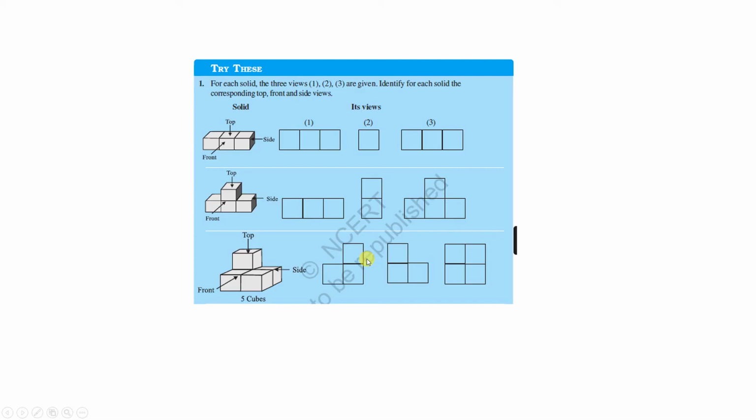Do not confuse the side view and the front view, because the views are different. In the front view we can see that on the left hand side there are 2 squares, one above the other, and in the side view on the right hand side there are 2 squares. Okay, so this is the last topic. This chapter is over. Thank you.